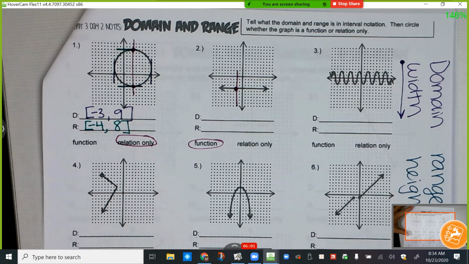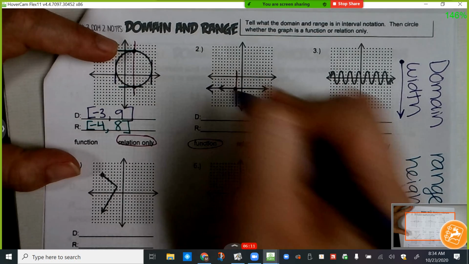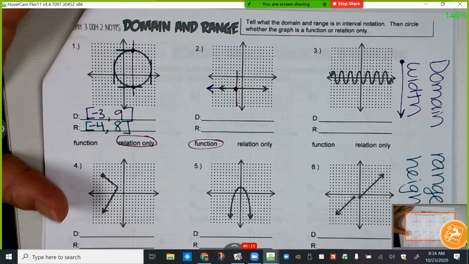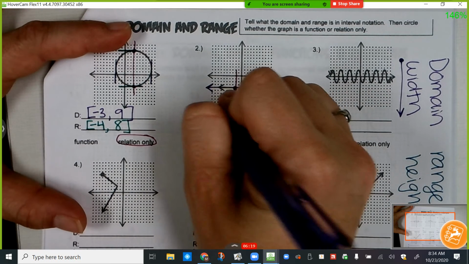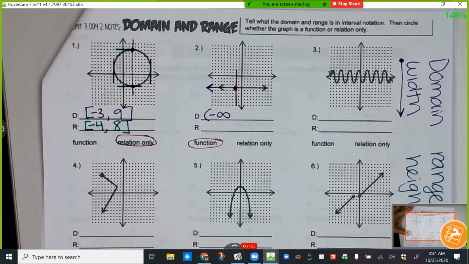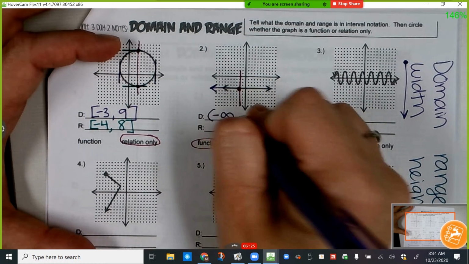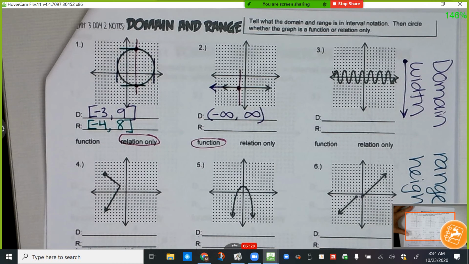Okay, so let's look at domain. Domain is our side to side. What is the farthest left this goes? Does it ever stop going left? It has an arrow pointing left. So what would I use to represent never stop going to the left? What kind of infinity? Negative infinity. Okay, remember, infinities always get parentheses. Now, what's the farthest right it goes? Positive infinity. And infinity always gets a parenthesis.